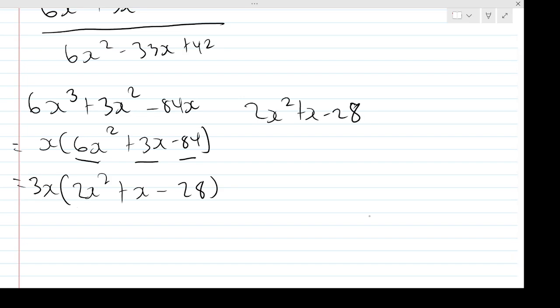Well, again, the coefficient of x squared, 2, is not 1. So again, we need to consider two numbers that multiply not to minus 28, but 2 times minus 28, to get minus 56. So I need to double it and then add to get 1, right? Because the coefficient on the x is 1. There we are.